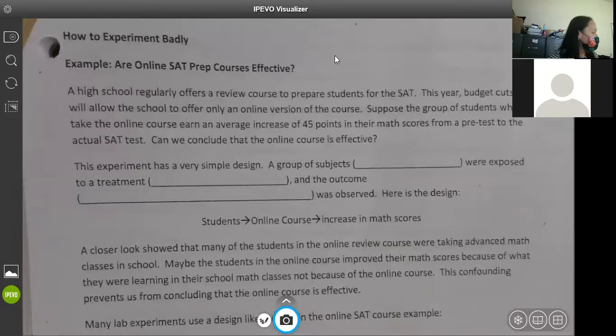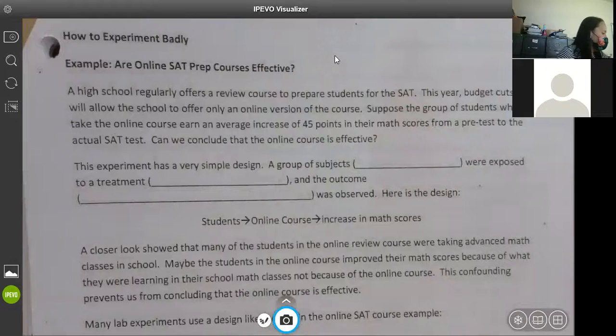So, is our online SAT prep course effective? A high school regularly offers a review course to prepare students for the SAT. This year, budget cuts will allow the school to offer an online version of the course. Suppose the group of students who take the online course earn an average increase of 45 points in their math scores from a pre-test to the actual SAT test. Can we conclude that the online course is effective?